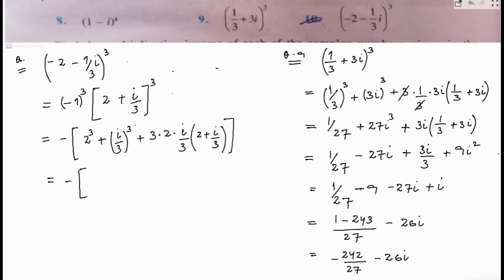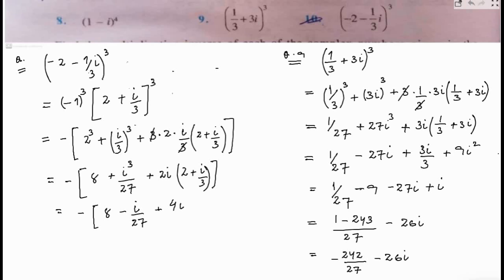So the minus is out, 2 ka cube is 8, and then you will have plus iota cube, 3 ka cube you will get 27, this 3 and this 3 will go, you will get plus 2 iota, then you get (2 plus iota by 3) here, that is this way. So you can just write this as negative is out, 8, now iota cube, you know that is negative iota upon 27 plus 2 se multiply, 4 iota, 2 iota se multiply, 2 by 3 iota square, that is it. So negative out, it is 8 minus iota upon 27 plus 4 iota, now iota square you will get 2 by 3.